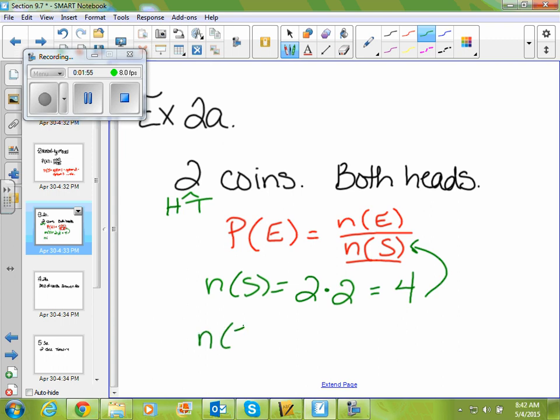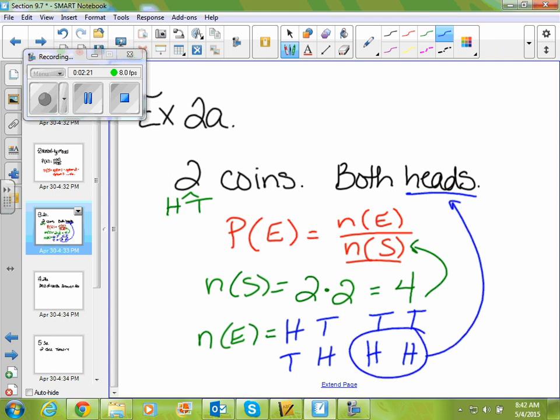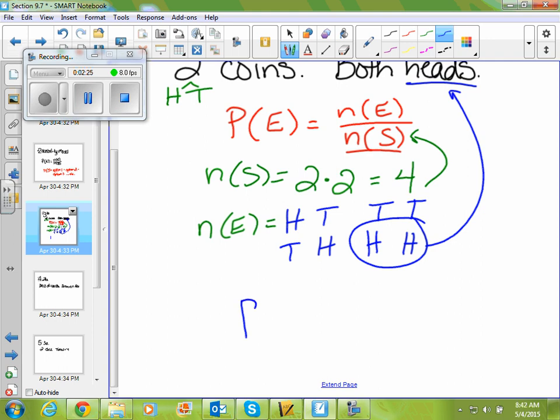To find the number of events, I have to actually list out what my options are. If I flip 2 coins, I could end up with one heads and one tails, or another one tails and heads. I could end up with both of them landing on tails, or the option we want, both of them landing on heads. If I want them both to be heads, there's only one option where that happens. So my probability of my event would be the one option for it to land on both heads, divided by my 4 total options when flipping my coins.